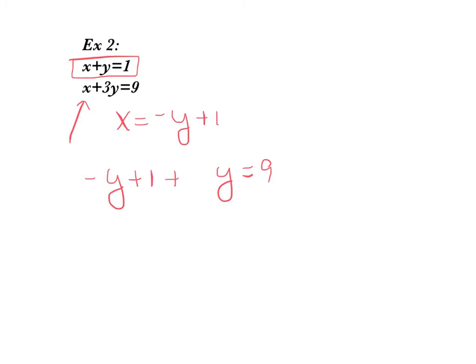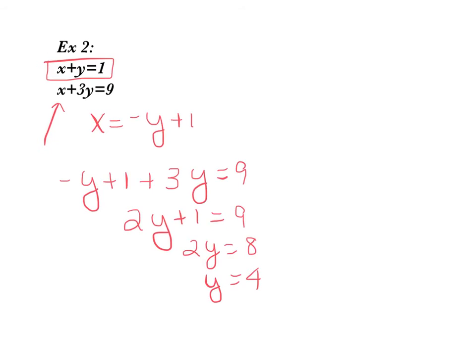Okay, so now we are able to combine our like terms. So negative y plus 3y gives me 2y plus 1 equals 9. Subtract 1 from both sides, we get 2y is equal to 8, y is equal to 4. However, we are not finished. We still have to solve for our x.